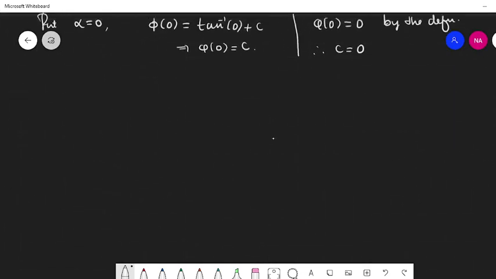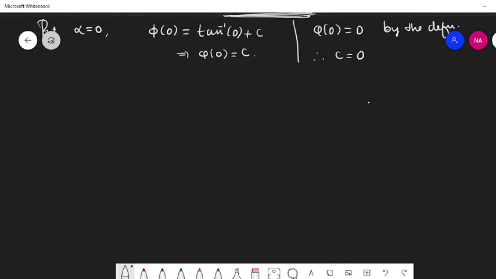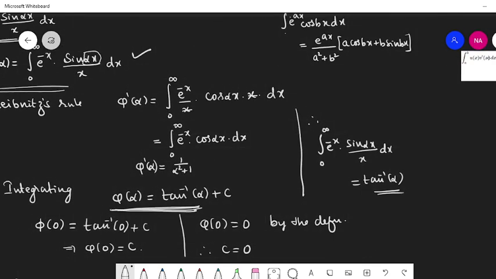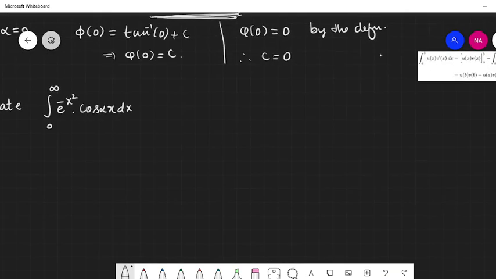And the next problem I'm going to consider is this one. Problem number 2. By the rule of differentiation under integral sign, evaluate integral 0 to infinity e power minus x square cos alpha x dx. This is a very tricky problem, so you should be very careful to solve this one.